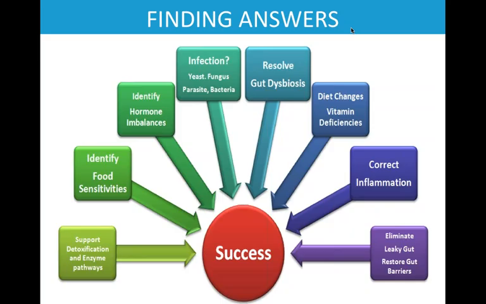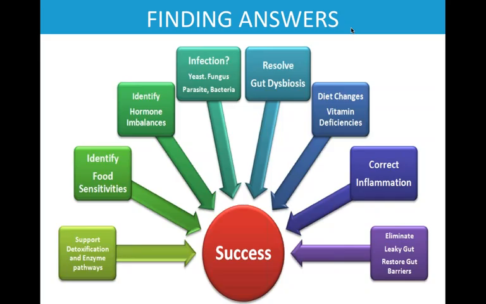We want to look at diet changes. What are you eating that's contributing to these problems? And then what vitamins are you depleted in? And then we want to correct inflammation. One of the best ways of correcting inflammation is by finding out what the cause is of these multiple issues in your body. But you can also take ginger and turmeric. Those are great things to take on a regular basis when it comes to correcting inflammation.